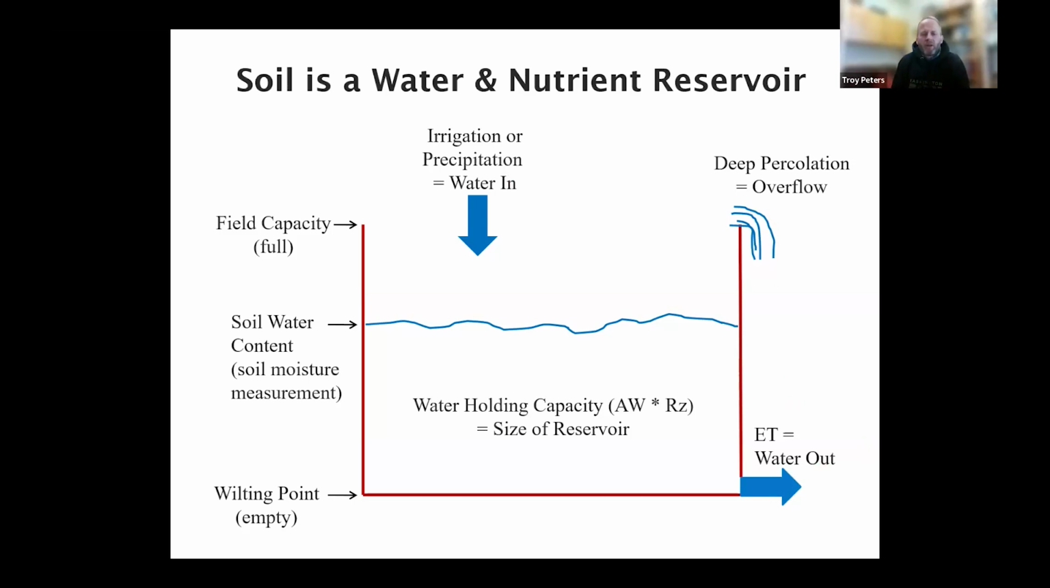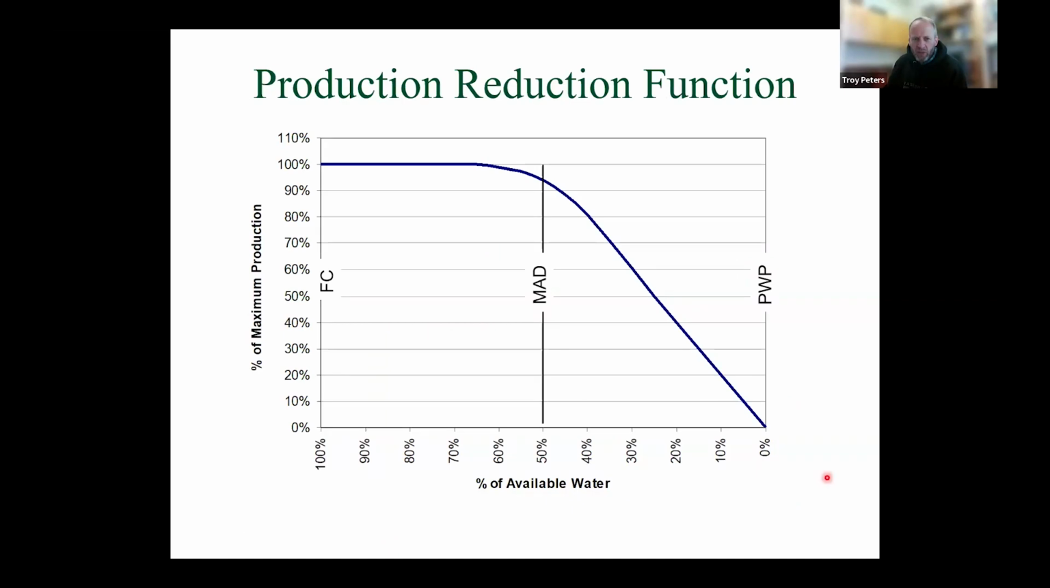It's going to keep on going out the bottom of the profile, be lost to deep percolation. So you can kind of think of that as overflow in the bucket. The bucket is only so big. So the other thing you need to know for irrigation water management is, here's field capacity, this is full.